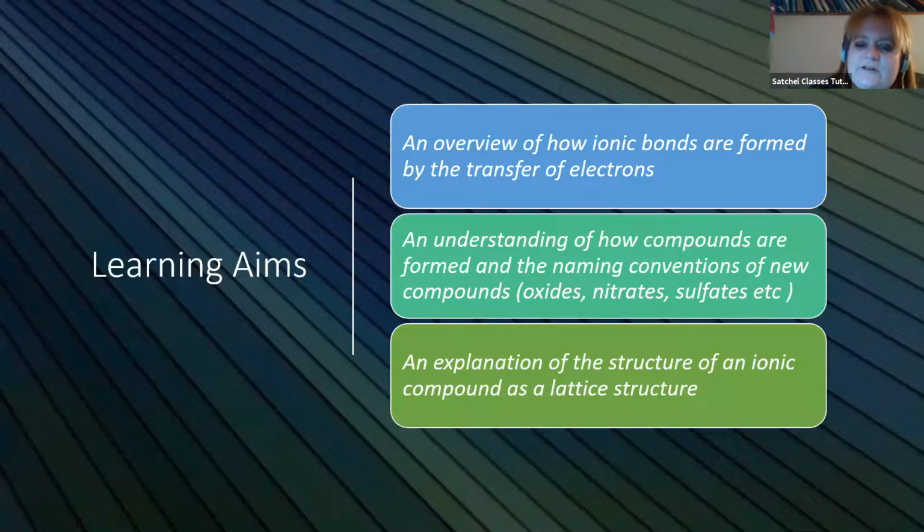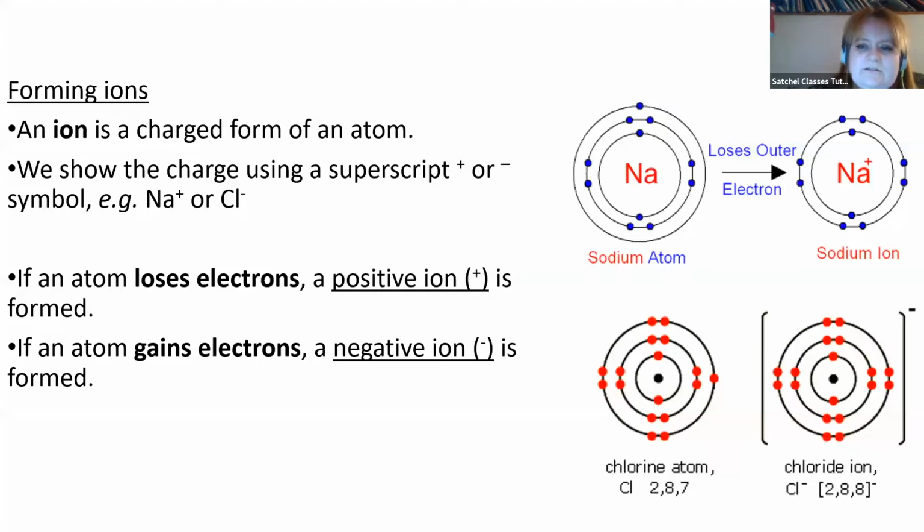Okay, so looking at the learning aims, you've got number 1, an overview of how ionic bonds are formed by the transfer of electrons. That's actually very important, it's a transfer of electrons. Number 2, understanding of how compounds are formed and naming conventions of new compounds: oxides, nitrates, sulfates, etc. Number 3, an explanation of the structure of an ionic compound as a lattice structure. Okay, a few things to get through there.